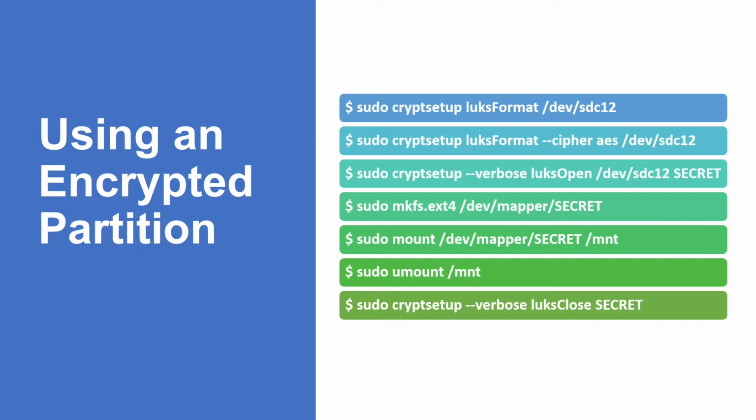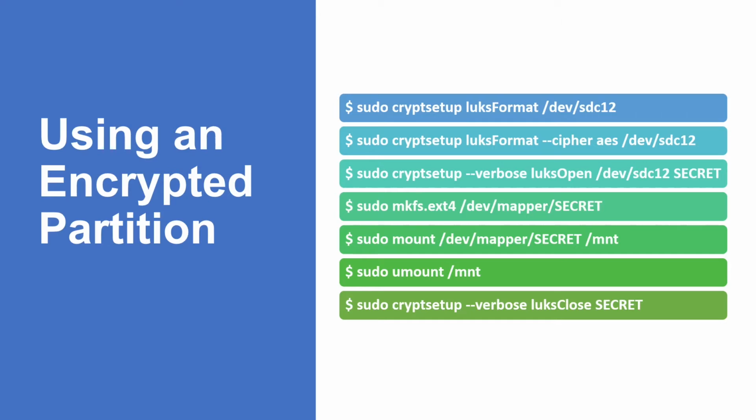Using an encrypted partition. If a partition /dev/sdc12 already exists, the following commands will set up encryption, make it available to LUKS, format it, mount it, use it, and unmount it. First, we need to give the partition to LUKS. We do sudo cryptsetup luksFormat /dev/sdc12. You will be prompted for a passphrase that will be needed to open the encrypted volume later. Note that you only have to do this step once.